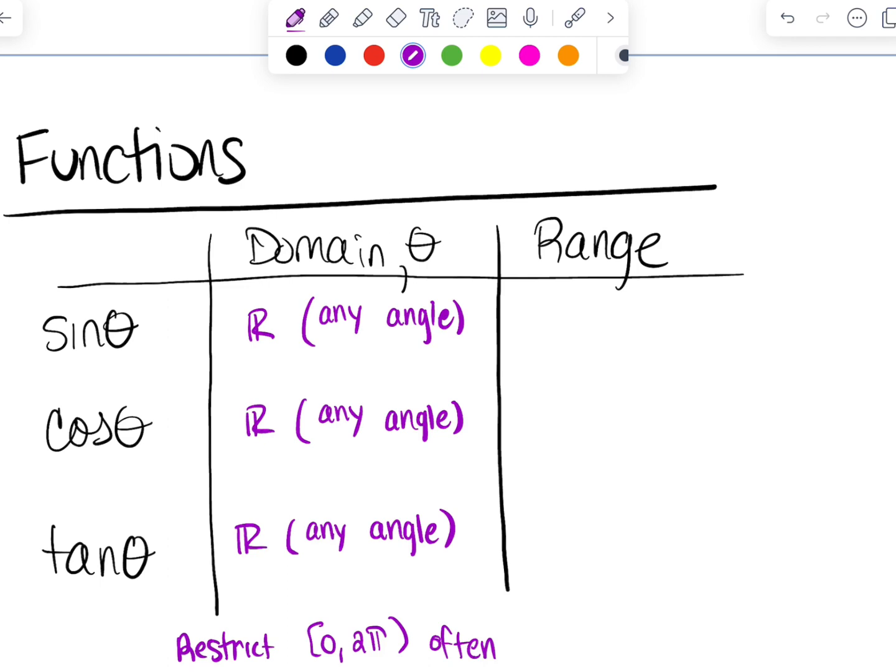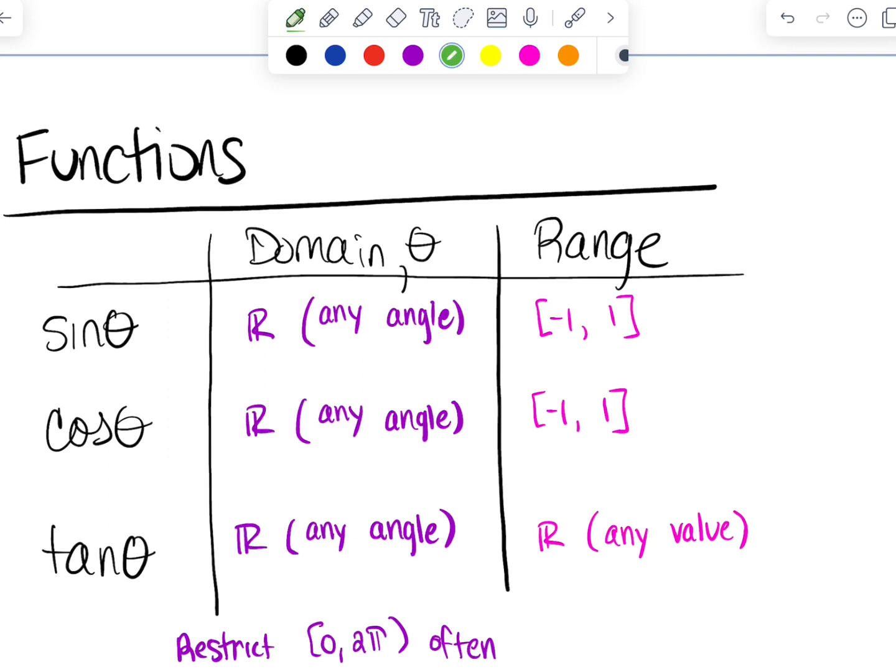The range for sine, that's what's definitely limited, right? We can't be any smaller than -1 or any bigger than 1. And same thing with cosine. Can't be any smaller than -1, can't be any bigger than 1, right? But tangent, that can be all real numbers. It could be any value.